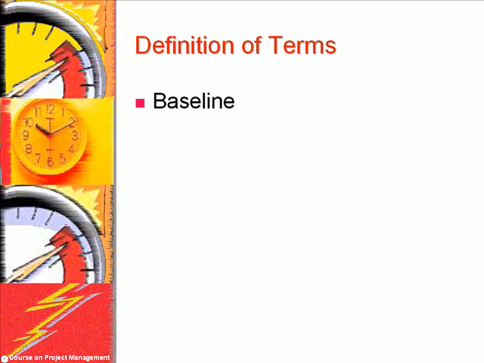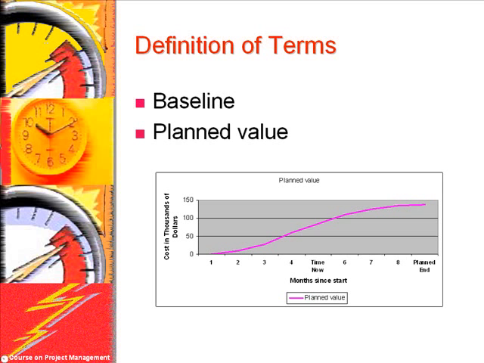The baseline budget of a project is the original planned budget plus approved new items. Planned value refers to the total cost planned to be spent on an activity. This is the same as the budget amount for an activity plus approved adjustments.